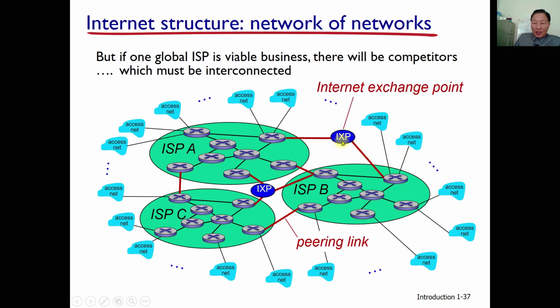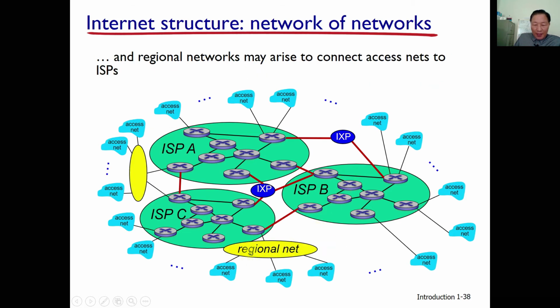This is called an Internet Exchange Point. This is the model which we are using. And there may be many regional networks depending upon their business.